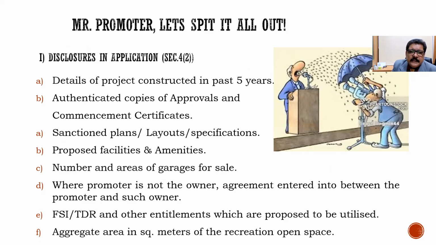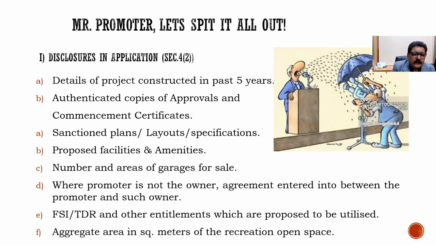Mr. Promoter, let's spit it all out. Disclosure in application, Section 4 subsection 2. Details of projects constructed in the last 5 years. Authenticated copies of approvals and commencement certificates. Sanction plans and layouts and specification.